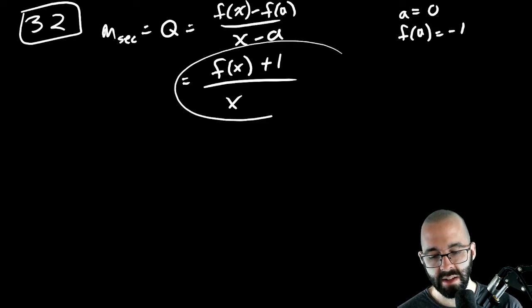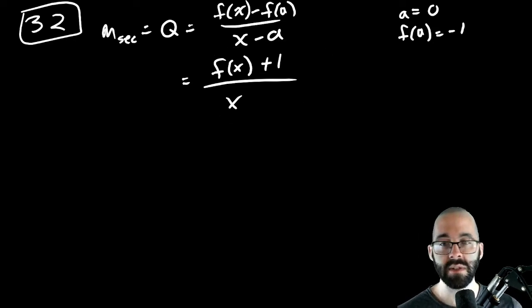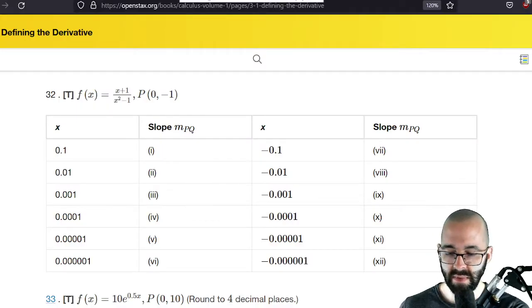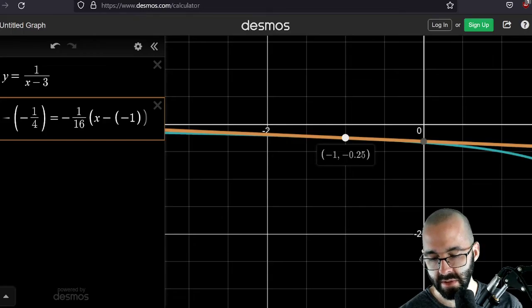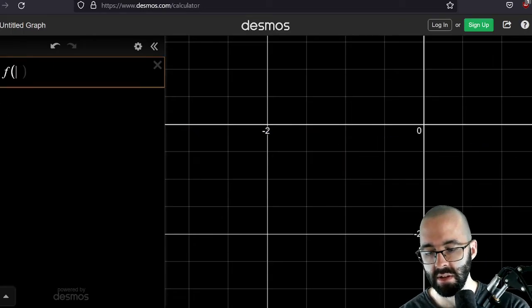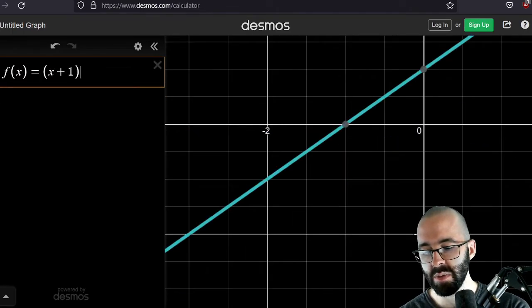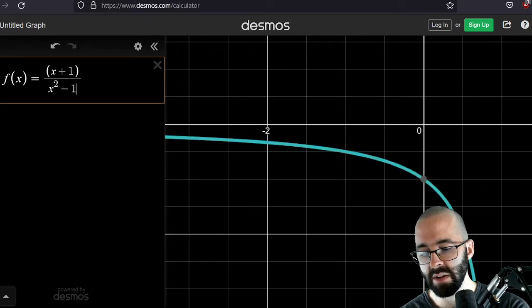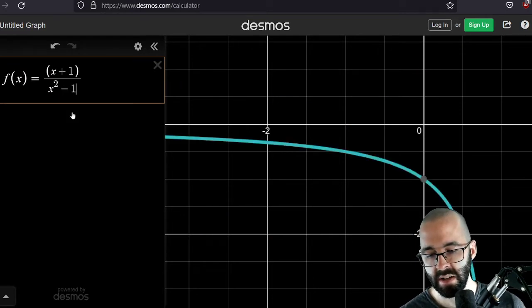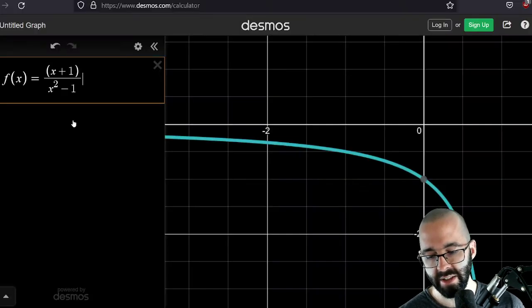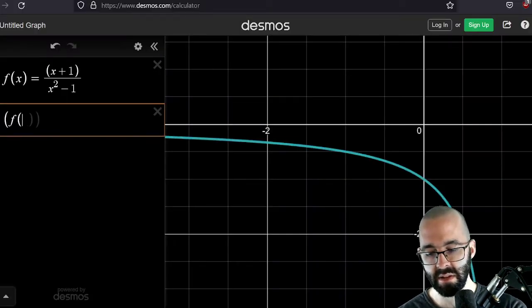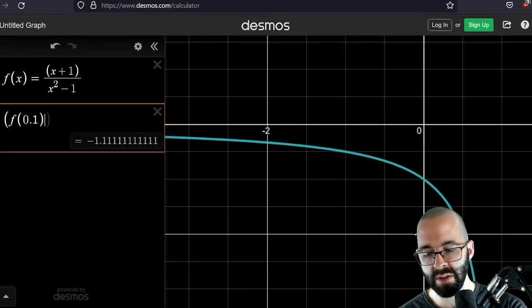let's just plug this in to Desmos and then use different values of x's. So our function is x plus 1 over x squared minus 1. X plus 1 divided by x squared minus 1. So let's look at this function value at a bunch of different points, add 1, and then divide by that function value. So 0.1, for example.